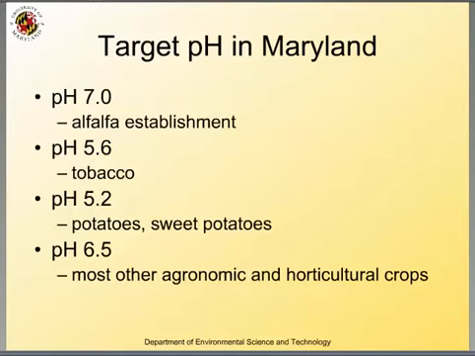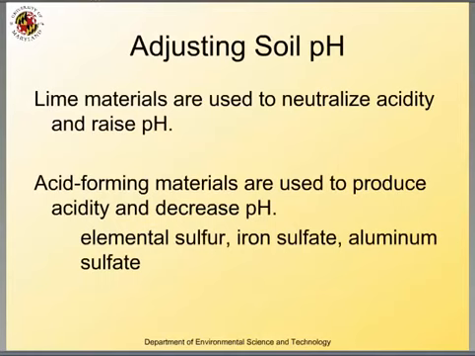Okay, so in our recommendations in Maryland, we actually have various target pHs. Now, this is the pH we use as what we're shooting for when we make a recommendation. Alfalfa establishment of 7, tobacco 5.6, potatoes 5.2, and most other agronomic and horticultural crops we're going to shoot for 6.5. I have to tell you, I'm astounded at how many low pH soils I find in the plans and recommendations I end up reviewing. I don't know why anybody would try to grow corn on a soil that only had a pH of 4.8, you know? And then they tell me they have a 180 bushel yield goal, and I'm going, I don't think so. You know? Not unless you're willing to do a lot more to that soil.